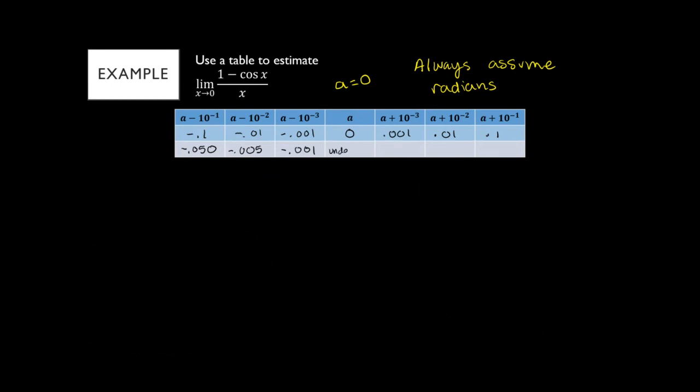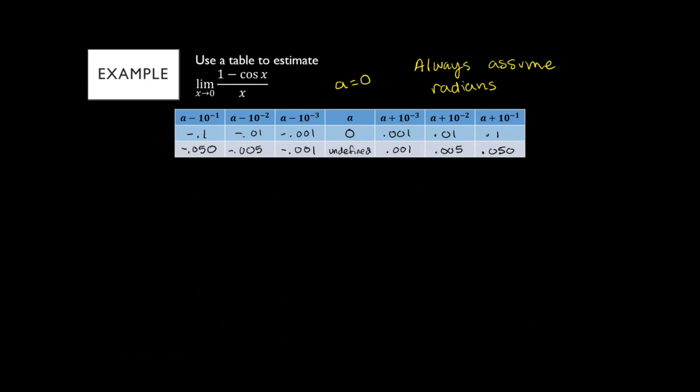Then we've got undefined. And then in this case, it actually is almost a mirror image, but now we've got positive numbers on the right. And so that's what our table looks like.